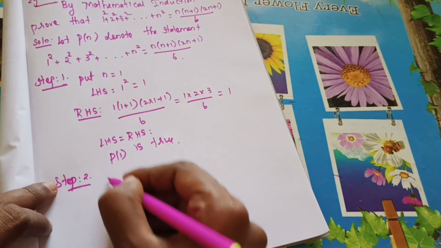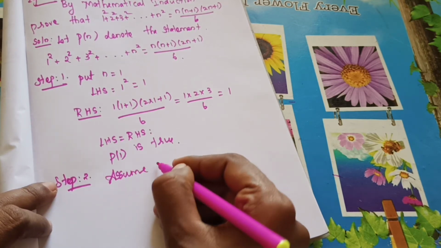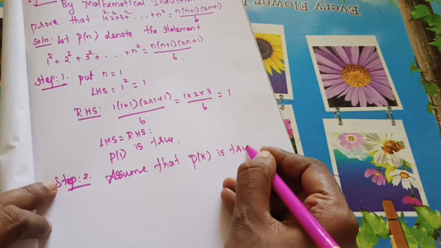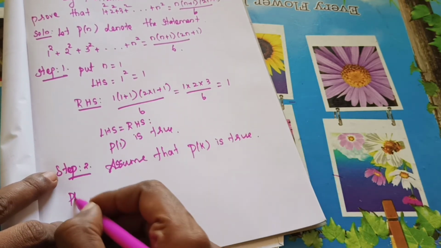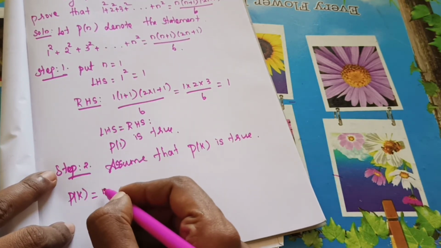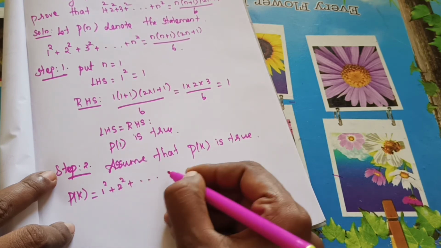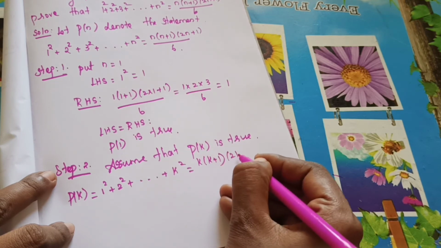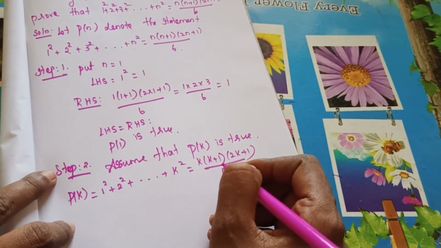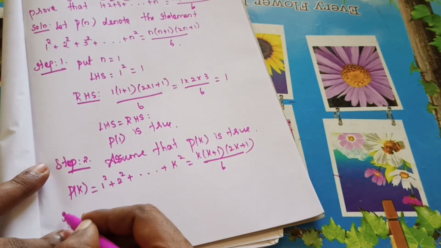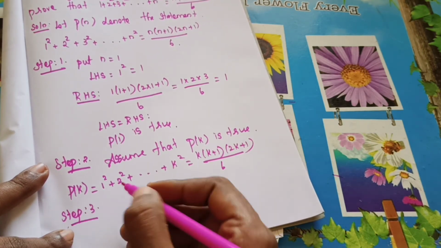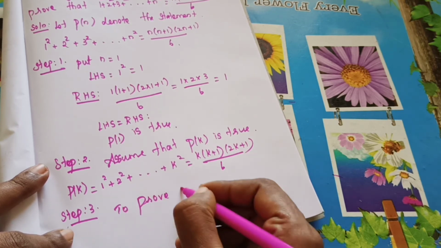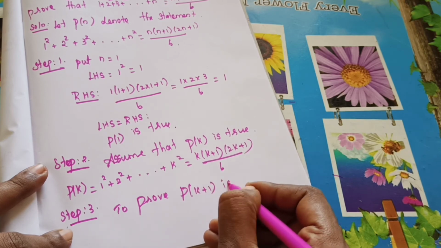Step 2, what will you do? What will you assume? Assume that P of k is true. Put down P of k: 1 square plus 2 square plus etc. plus k square is equal to k into k plus 1 into 2 into k plus 1 divided by 6. Now what will you do? We need to prove for P of k plus 1. So to prove P of k plus 1 is true.